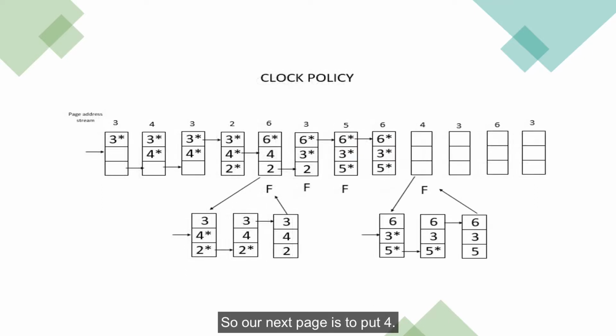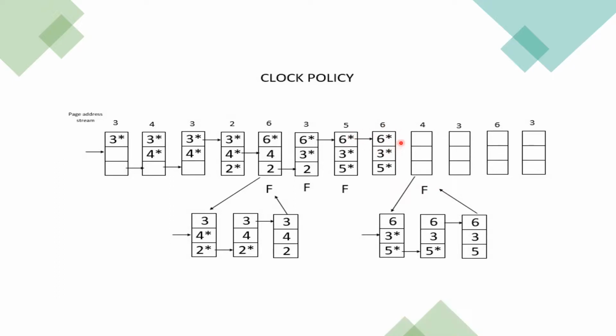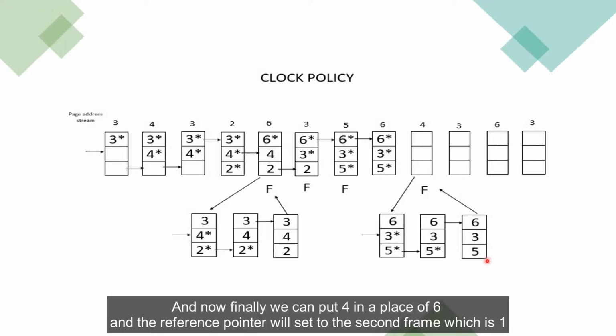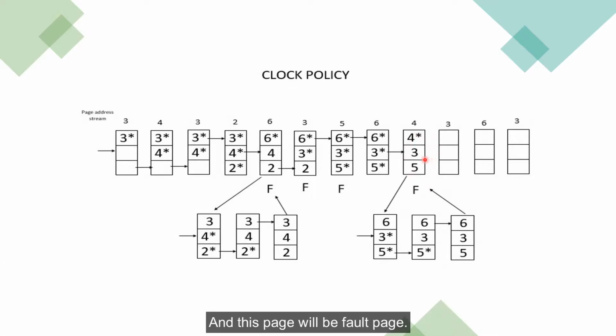Also, our next page is to put 4, and our pointer is pointing at the 6, but 6 already has bit 1, so this 6 cannot be used and will be 0. The second frame, which is 3, also will be 0. 5 also has the bit 1, so we change it to 0. And now finally, we can put 4 in place of 6, and the reference pointer will be set to the second frame, which is 1, and this page will be a page fault.